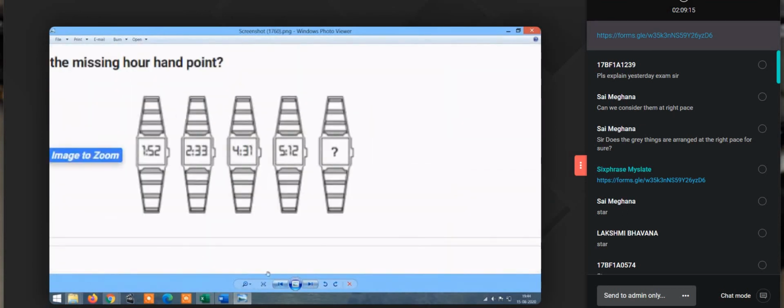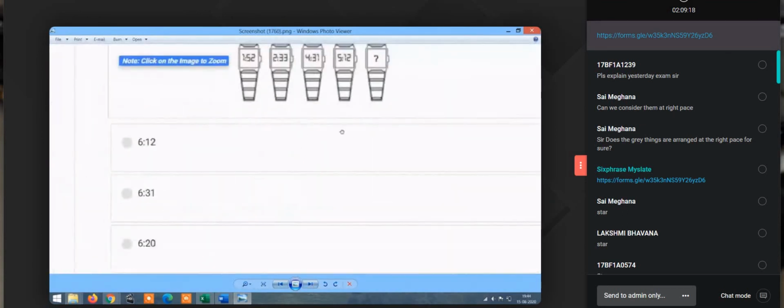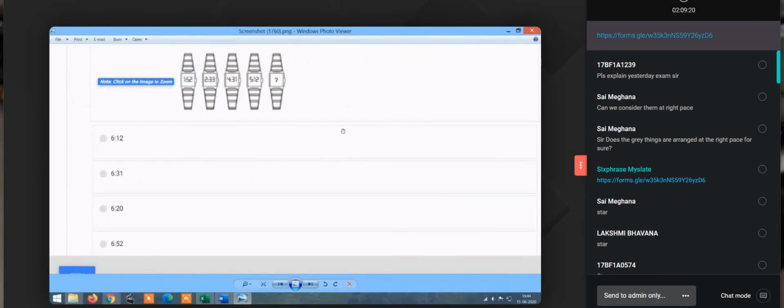Next, this watch. I'm going to show you all the options. Now, can you tell me what is the correct answer? Because the answer is staring right at your face. Can anybody spot the answer?